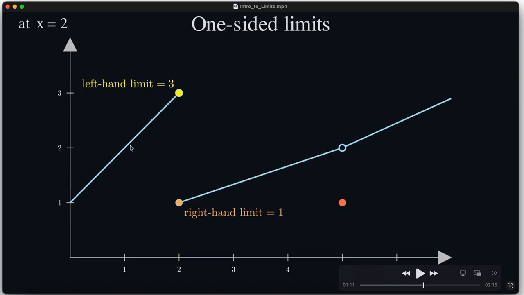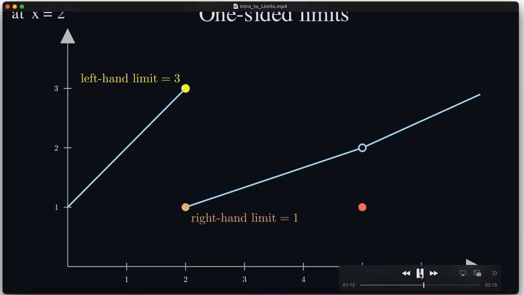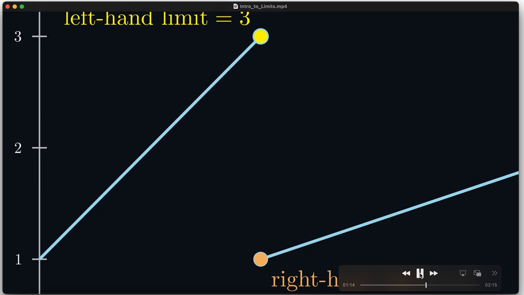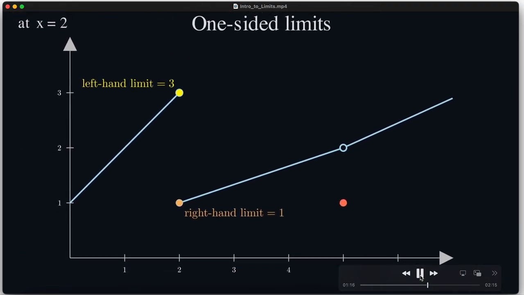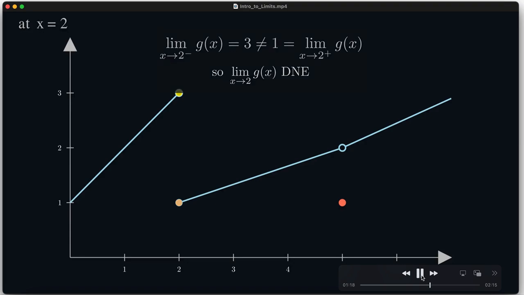The left-hand limit, the limit as x approaches 2 with the minus sign, meaning from the left side, is 3. But the limit as x approaches 2 from the right side, with the plus, is 1. So the limit is different on either side. And so in this case, we want to say that basically the limit does not exist, right? Because the limit on the left and the limit on the right, they don't agree. This is the first case where we have a limit that does not exist. So we say that the limit DNE, does not exist.